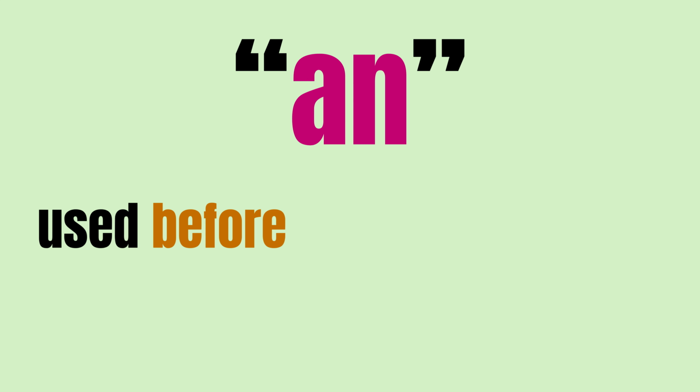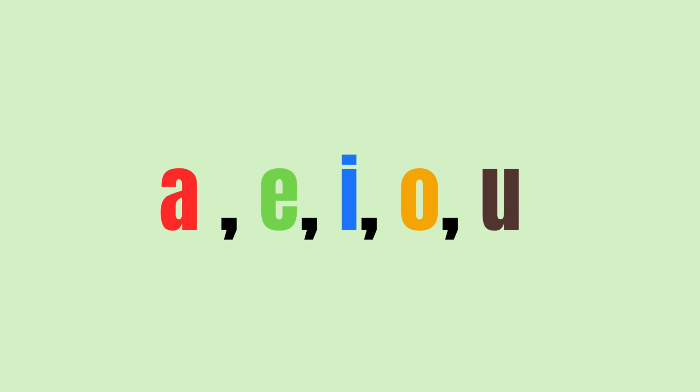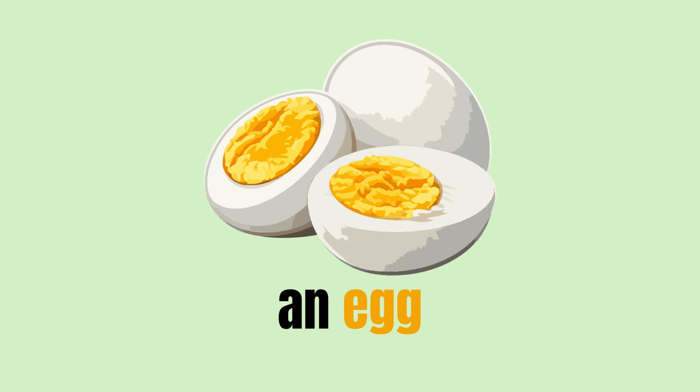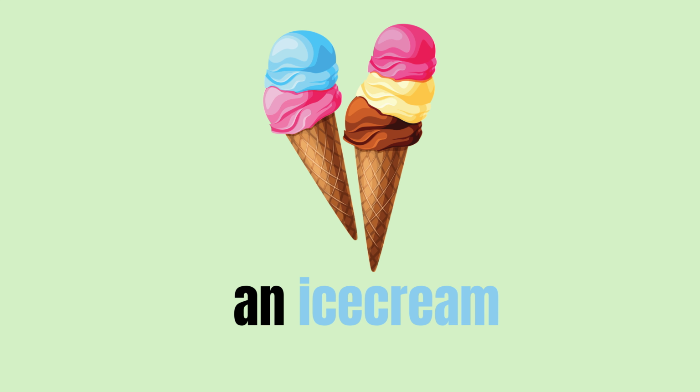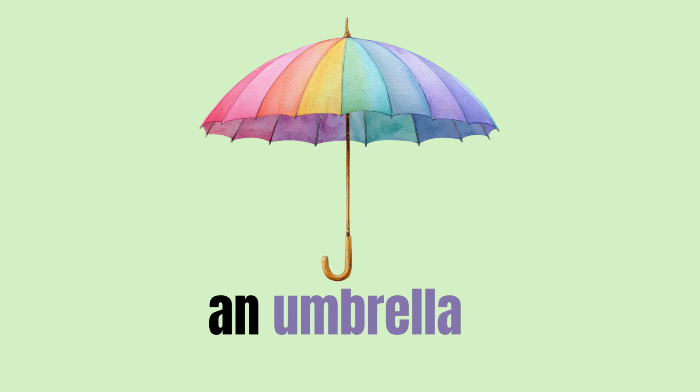An. An is used before a word that begins with a vowel sound. A, E, I, O, U. The sounds of the vowels are a, e, o, a. Examples are an apple, an egg, an ice cream, an orange, an umbrella.